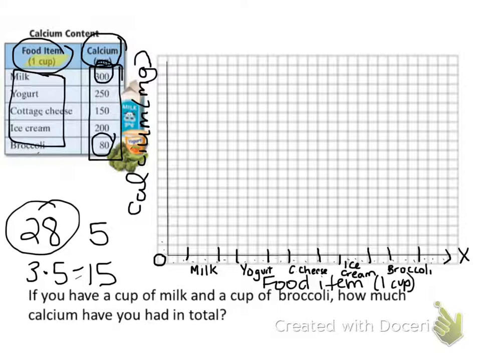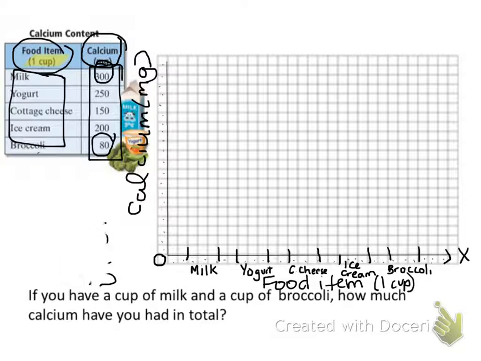So 1, 2, 3, 4, 5, 6, 7, 8, 9, 10, 11, 12, 13, 14, 15, 16, 17, 18, 19, 20, and we could use a 21 if we needed to. So we'll say we have 20. We have 20 spaces, and we need to go up to 300.